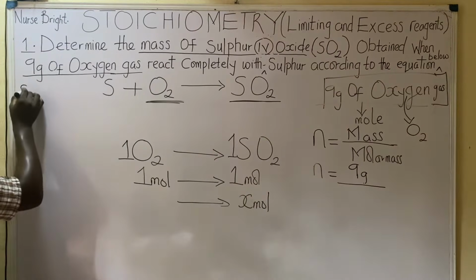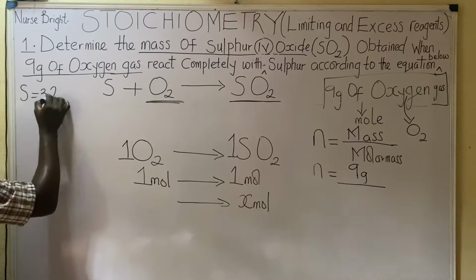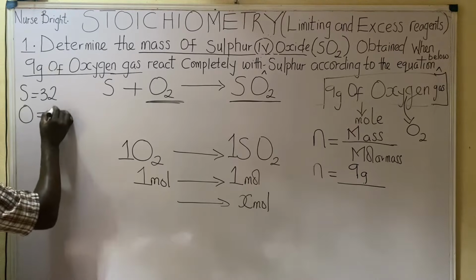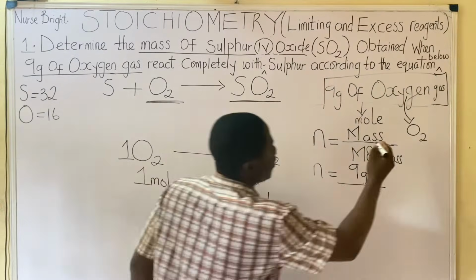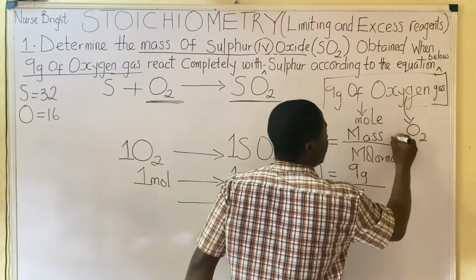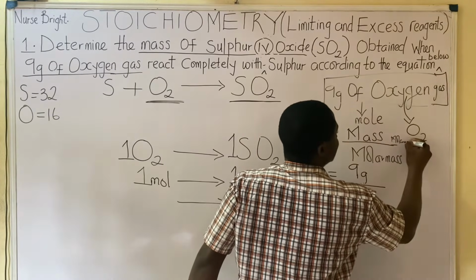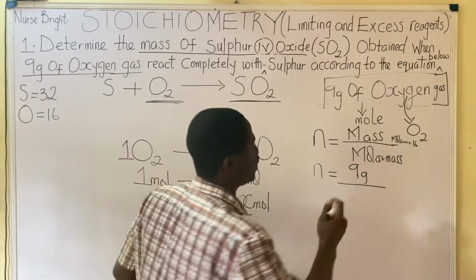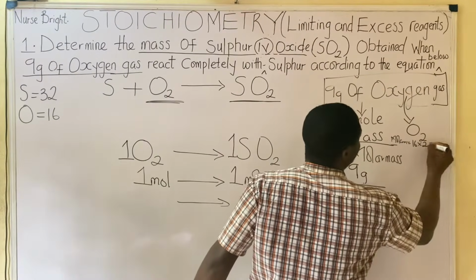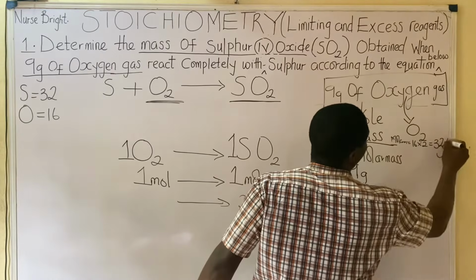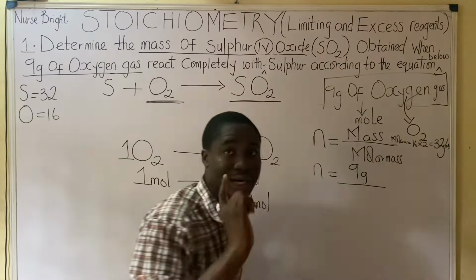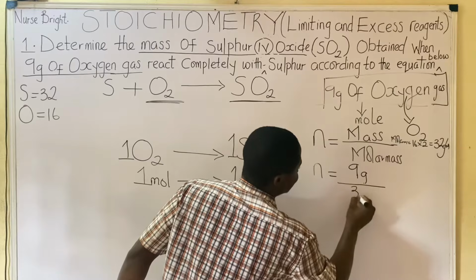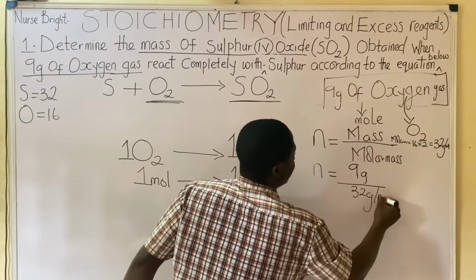Remember, the atomic mass of sulfur is 32. The atomic mass of oxygen is 16. This is something you should know. So, we have to calculate molar mass now. The atomic mass of oxygen is 16, but we have 2 atoms of oxygen. So, it's going to be 16 times 2, which equals 32 grams per mole. Hope you are following me. So here becomes 32 grams per mole.